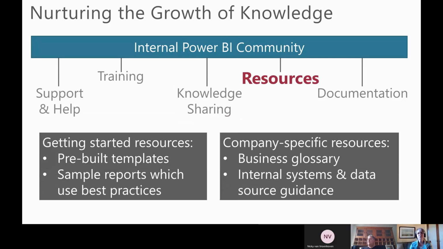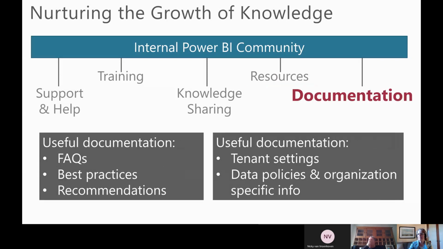Resources, having some pre-built resources and templates, sample reports. Those are huge, especially for new authors that might be a little bit intimidated with where in the heck to start. And then you've got your company specific resources, your business glossary and your data definitions, that kind of stuff. And things like data source guidance. You need to get data out of this one very persnickety system, and how do you go about doing that?